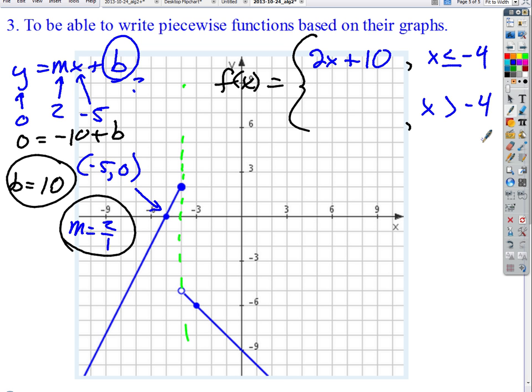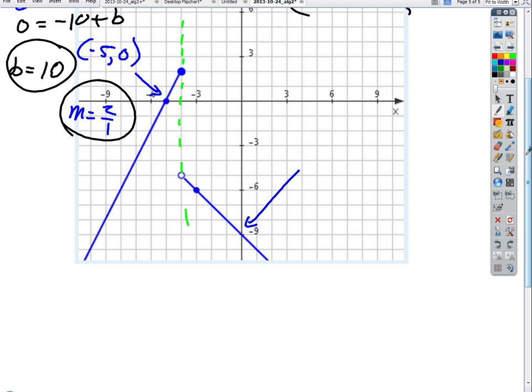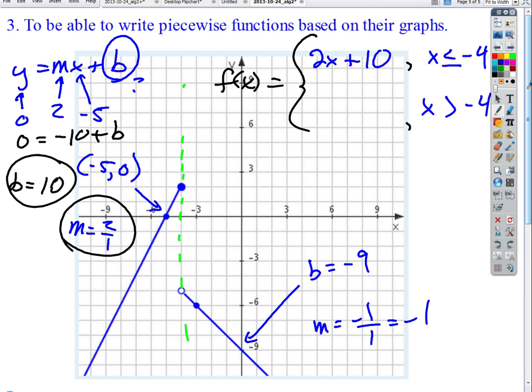And this is a really simple one because we can see b. What's b? Want me to scoot it up? Can everybody see that? What's b? Negative 9. And if I use a slope triangle here, what's m? Negative 1. m is negative 1 over 1, which is negative 1. So then m is negative 1, b is negative 9. What's my equation? Negative x minus 9. Yeah, negative 1x. We wouldn't write the negative 1, we just write the negative, right? Negative x minus 9. You got it.